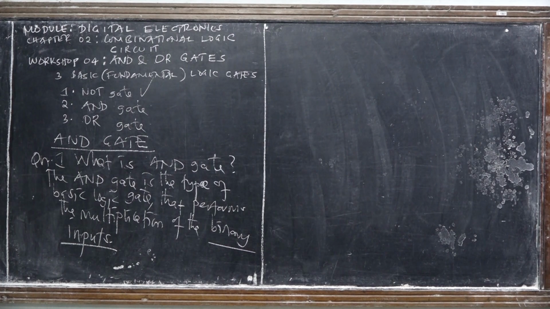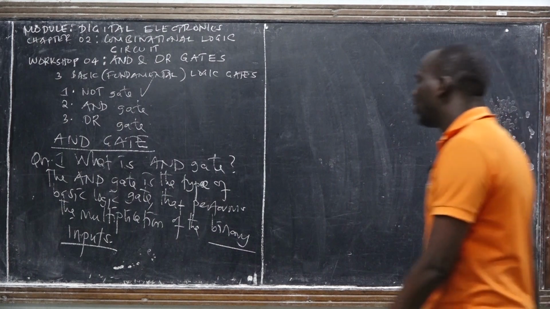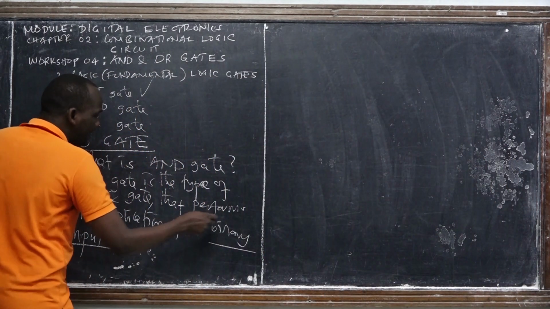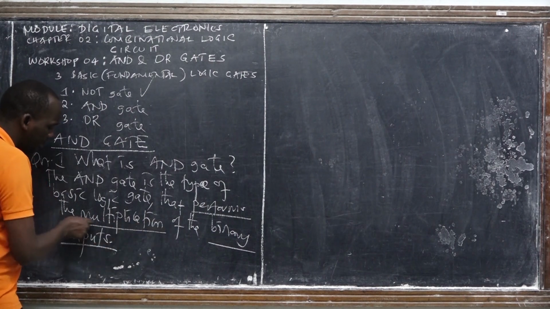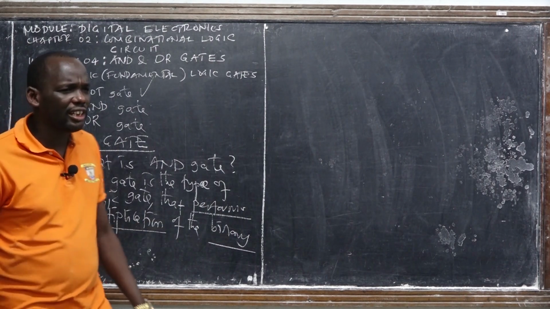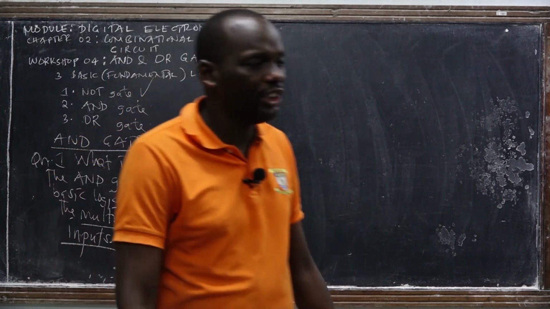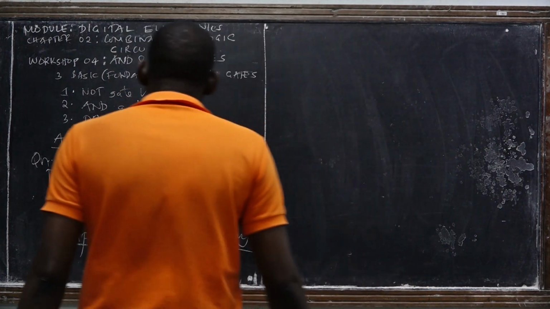AND gate or end gate? AND gate, not end gate. This is a type of basic logic gate that performs what? Multiplication of what? Binary inputs.